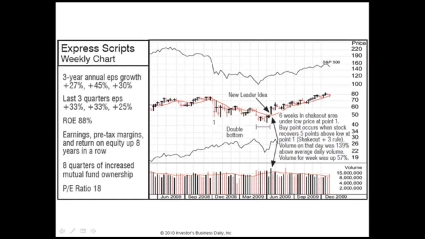This is a little different. This was a double bottom, and remember, you're in a 58% correcting market, and this stock holds up and bucks it all the way because it's had a very consistent record. It's got an 88% return on equity. The pre-tax margins and return on equity were up 8 years in a row, 8 quarters in a row of increased fund sponsorship.